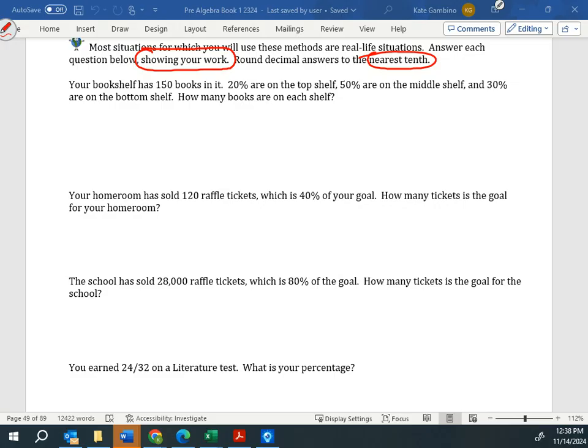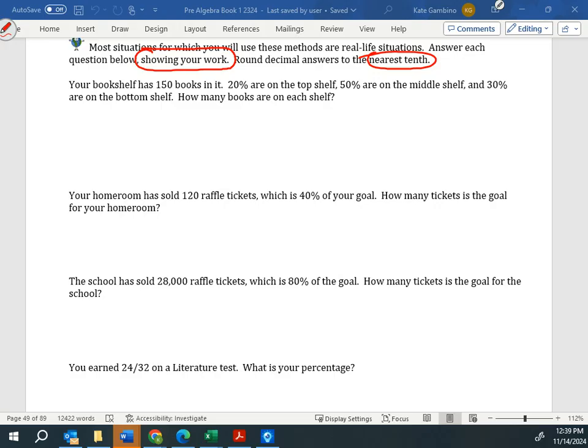So this is a multi-step problem. What do you think we have to do to solve it? What do you think, Luke? So we have to find what 20% of 150 is, and 50% of 150, and 30% of 150 first.